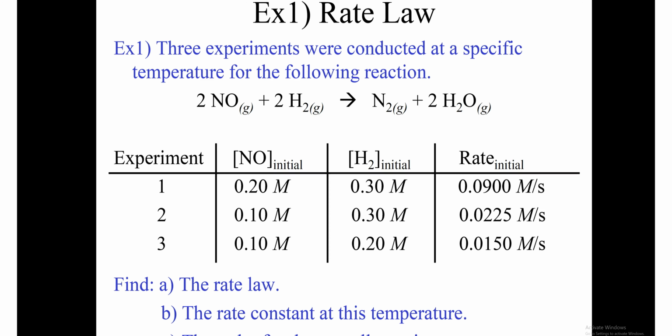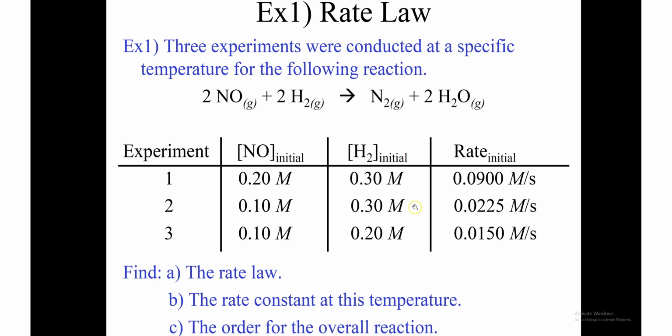All right, so here's an example, and the first thing we want to do is take a look at the rate law. A very classic problem is they usually give you an equation, and then they ask you what is the rate law, what is the rate constant, and then the overall order for the reaction. It will give you three experiments, each with its initial rates. So the first step is to take a look at this. What you really want to look for is how the rate changes as you increase or decrease either of these reactants.